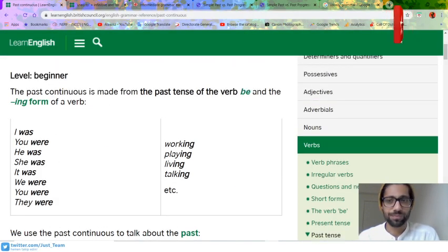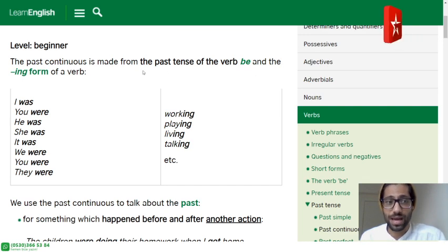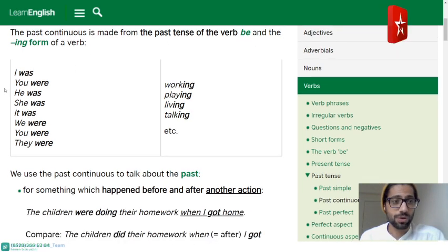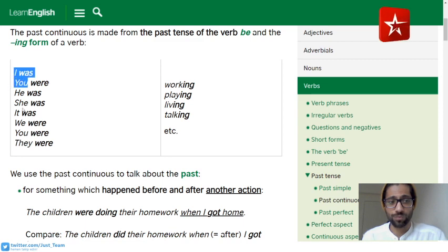Let's go back here to our lovely BBC page. So the past continuous is made from the past tense of the verb be and the ing form, of course. So I was, you were, he was, she was, it was, we were, you were, they were. Be careful, be cautious. Can you see here? This is where you are using were, and this one also. And maybe you're wondering why this is you and this is you, because this is singular and this is plural. We are using the same thing.